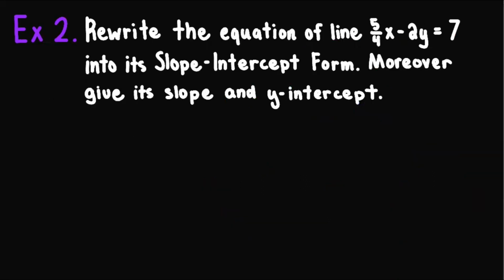Let's go on to this second and final example. So we are tasked to rewrite the equation, this one, 5 over 4x minus 2y equals 7, into its slope-intercept form. Moreover, we need to give its slope and y-intercept. So again, you may pause the video so that you can try to work on this one.